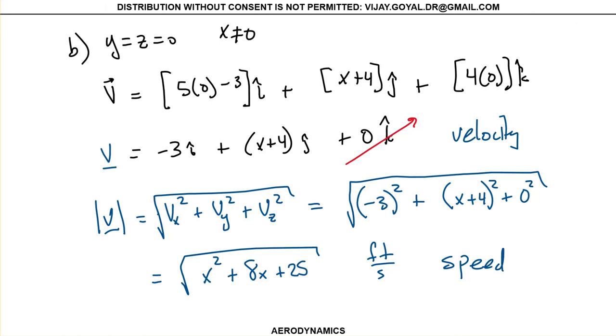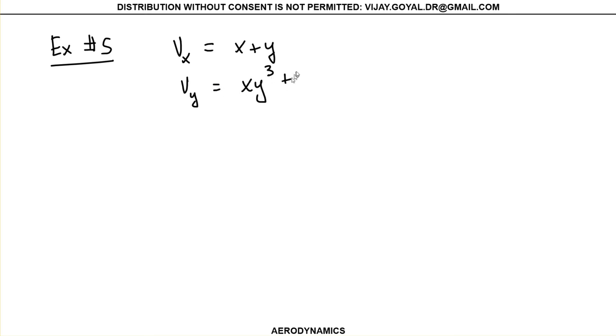Okay, let's do one last example. That's the best way to learn these problems, by seeing many different examples, and we can get a hang of this. Okay, so example number 5 says that vx is equal to x plus y, vy is equal to xy cubed plus 16, vz is equal to 0.